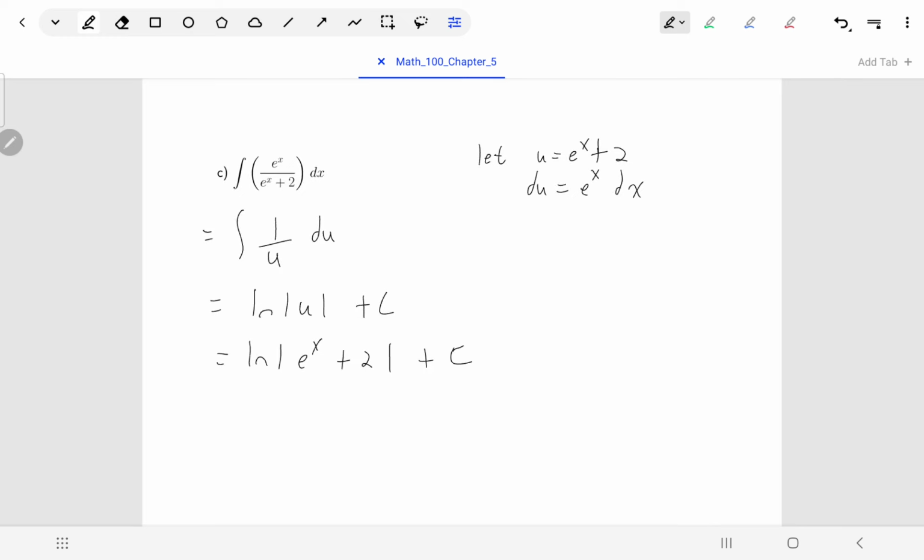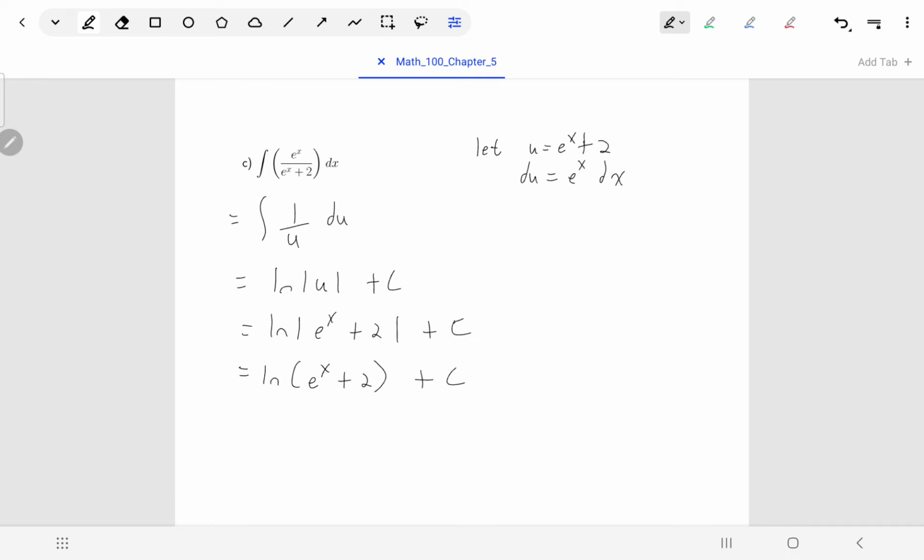This is another one of those where I can dispense with the absolute value. I know that e to the x is always bigger than 0, so e to the x plus 2 should always be larger than 2. So there's no worry about the inside ever being negative. That's not possible, so the absolute values aren't really needed anymore.